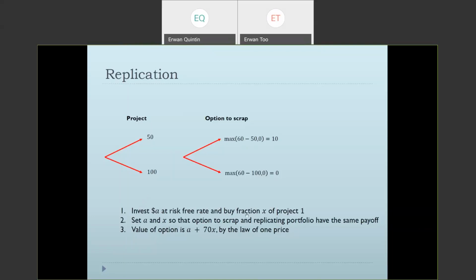And at the same time, I'm going to buy a fraction X of project one. So this project here without flexibility is traded in location one. So I'm going to buy, say, 20% of that project. Or for that matter, I may sell 20% of that project. So I'm going to take a position against that project.